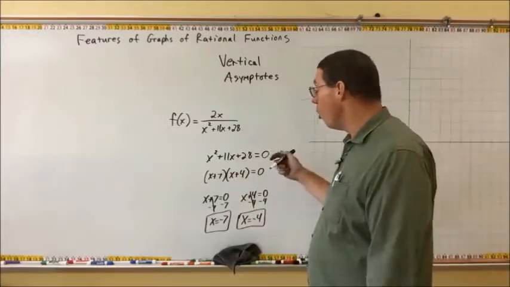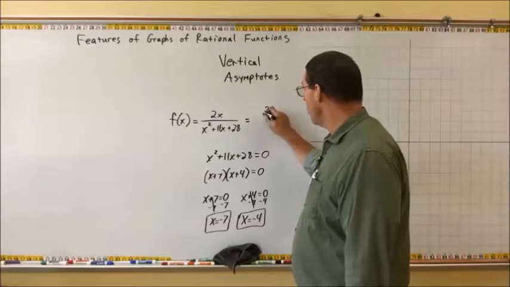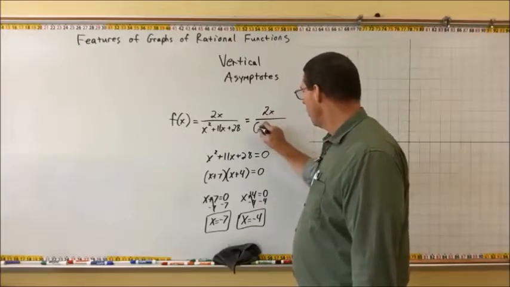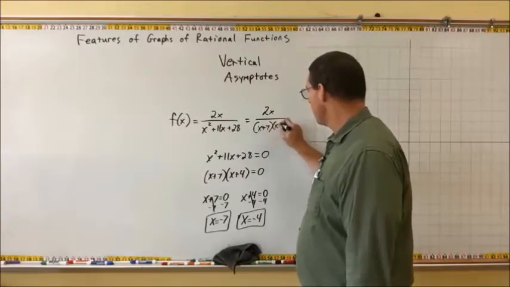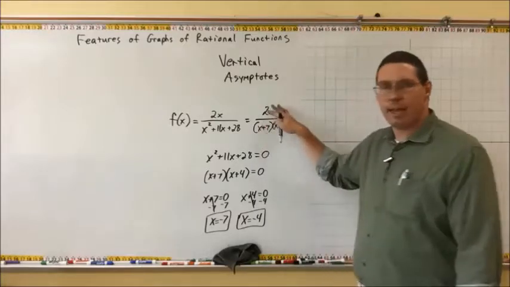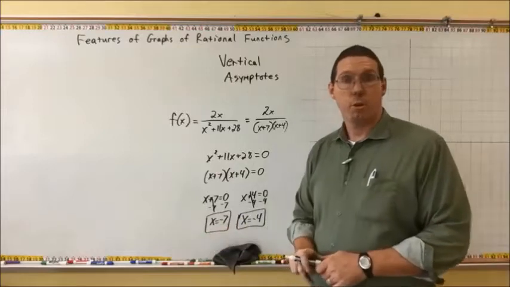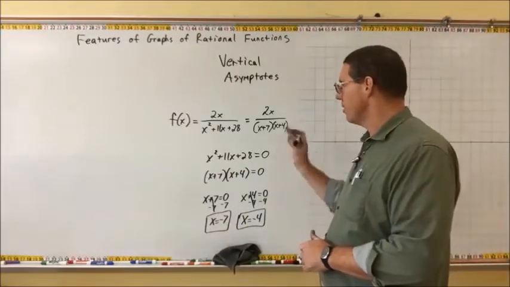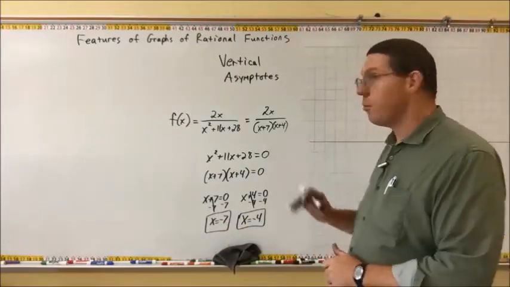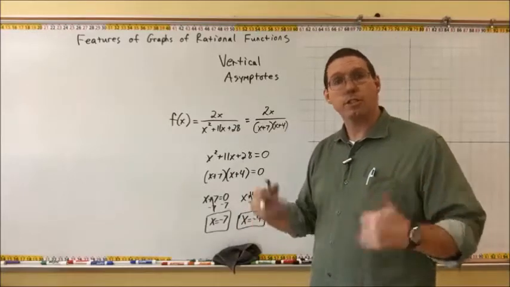So are there any holes? No, there's no holes. We have 2x over x plus 7 times x plus 4. There are no factors to cancel in the top and the bottom, so there are no holes in this rational function. There's no holes here. So you can see how our knowledge is accumulating.